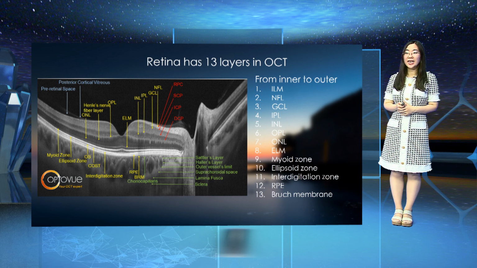The retina has 13 layers in OCT from inner to outer, and the outer retina has 3 more layers. They are the myoid zone, ellipsoid zone, and interdigitation zone.